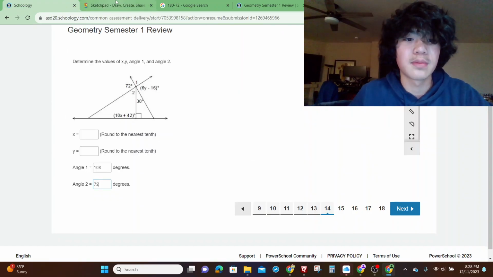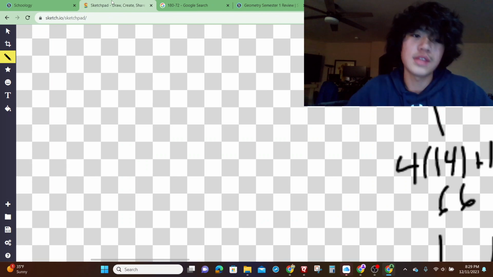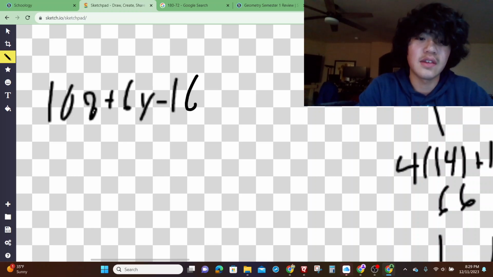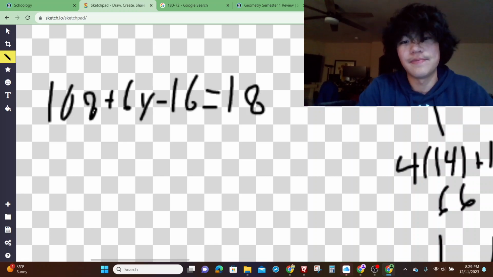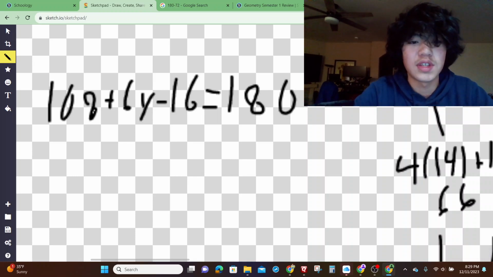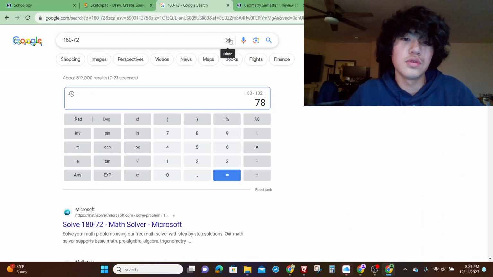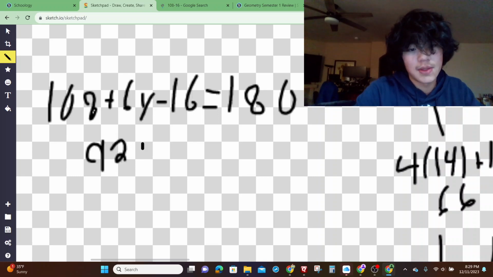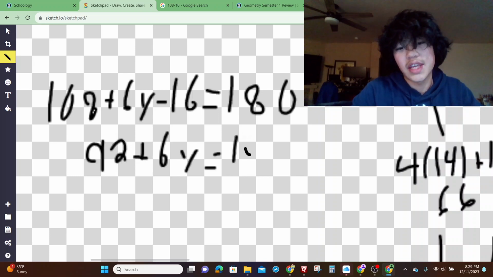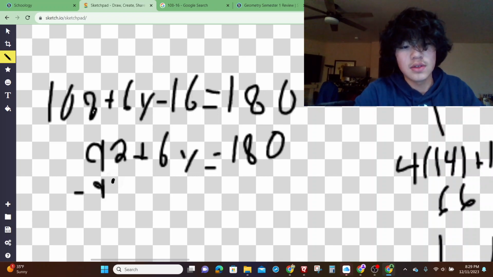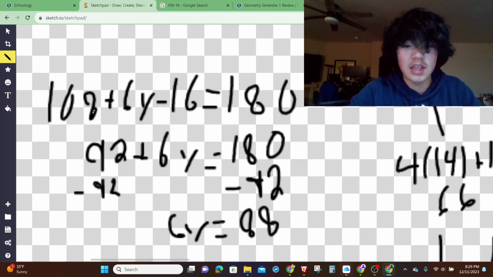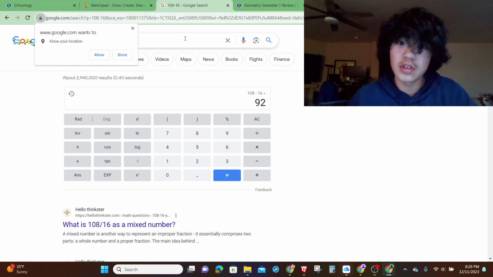So it's very simple indeed. 108 plus 6y minus 16 equals 180. So then we'll just add, or we'll quickly do. So we get 92 plus 6y equals 180, minus 92, minus 92 gives us 88. So 6y equals 88. But on a test, you should always use your calculator.